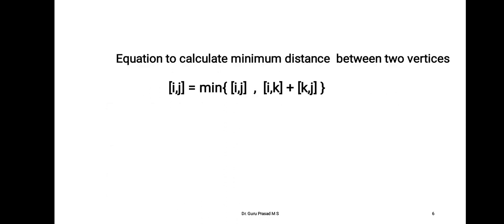Equation to calculate the minimum distance between two vertices: i comma j equal to minimum of i comma j, comma, i comma k plus k comma j. I to j is the existing distance, and you are calculating the new distance with the help of vertex k. Whichever is minimum will be stored inside i comma j.